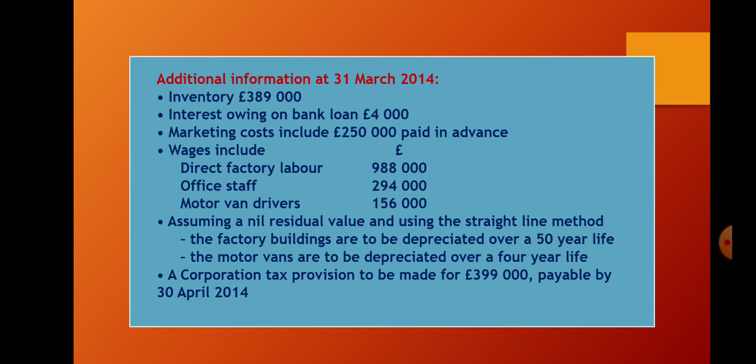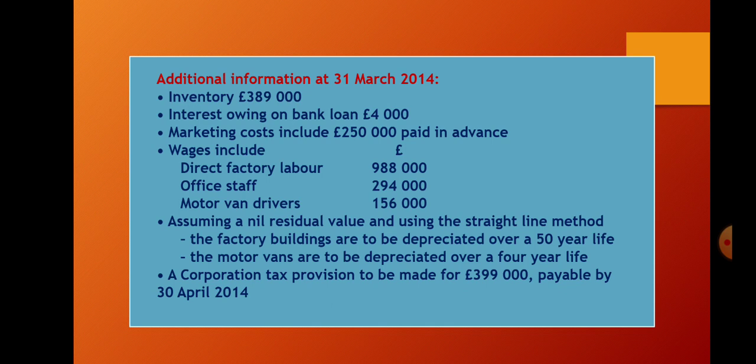Now let us come into the additional information. So how to make these adjustments? First, inventory, which is a closing inventory. It should be deducted from the total of cost of revenue. The next is interest owing on bank loan. So earlier in the trial balance, we have seen that interest paid on bank loan is 20,000. So still owing amount is 4,000. So total it comes to 24,000.